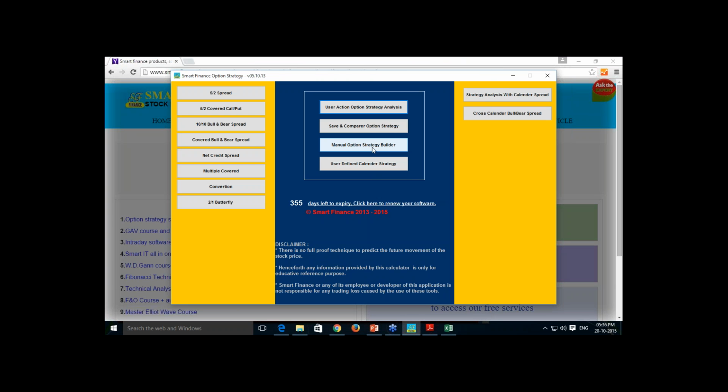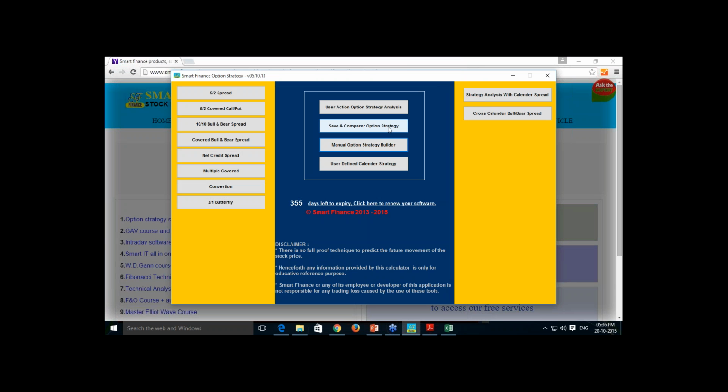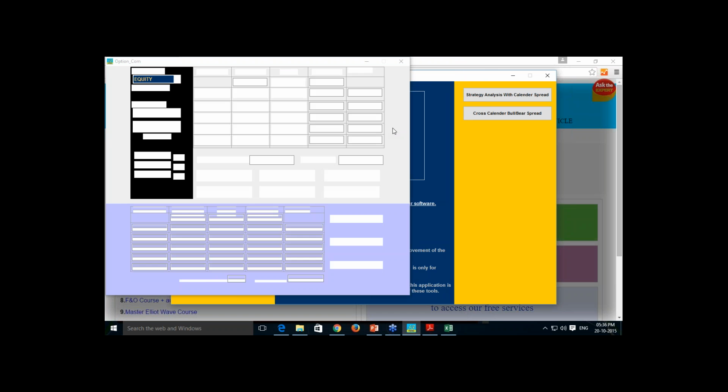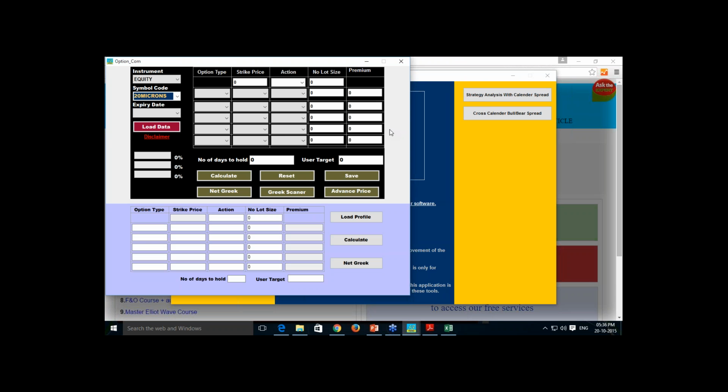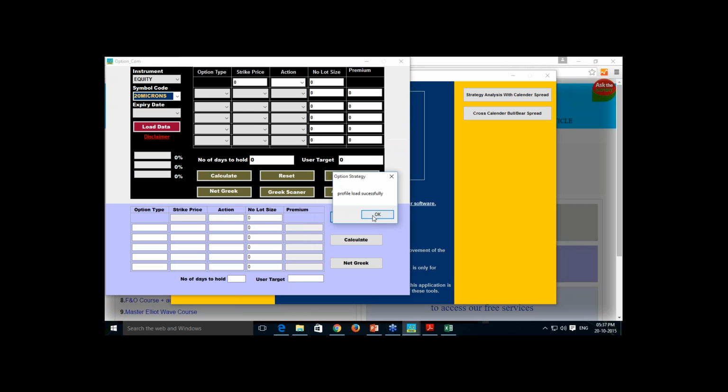You can also manually input the data, whatever IV you are having, the percentage of increment in the IV, the percentage of decrement in the IV, everything manually. You can also save and compare. Suppose today you have formed a strategy and saved it. Later you load that strategy, and you can simulate the same strategy here.